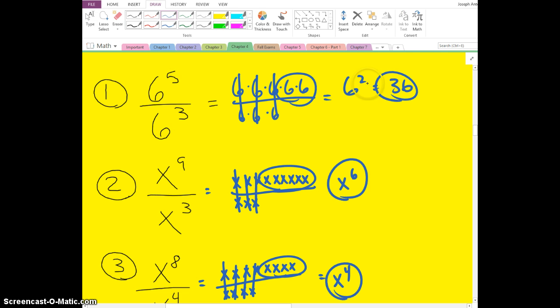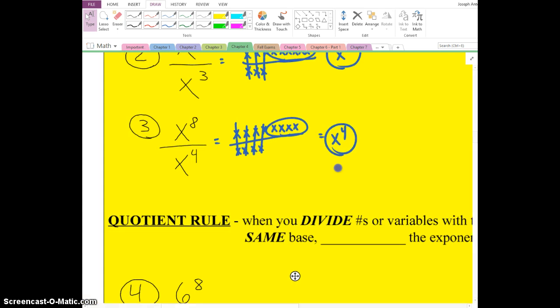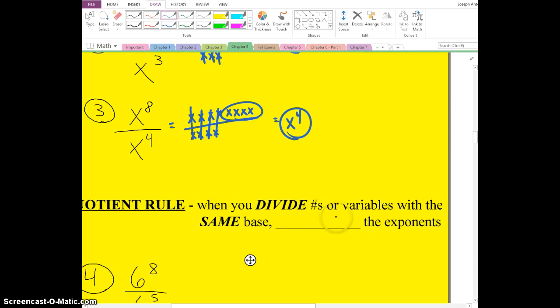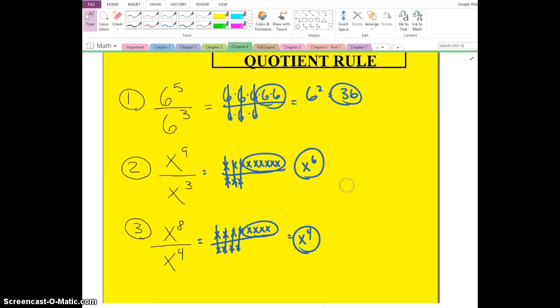5 minus 3 gives us 2, 9 minus 3 gives us 6, and 8 minus 4 gives us 4. So like the product rule was when you multiply numbers or variables with the same base, you add the exponents. The quotient rule is when you divide numbers or variables with the same base, you subtract the exponents. And again, when we say numbers or variables with the same base, we're saying these numbers have the same base, these variables have the same base.